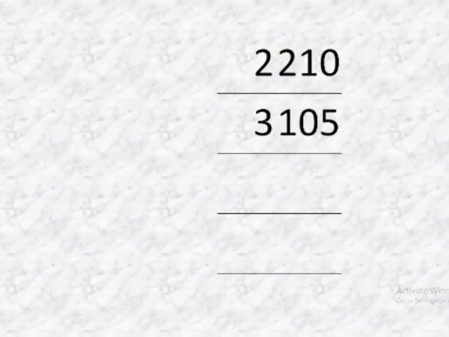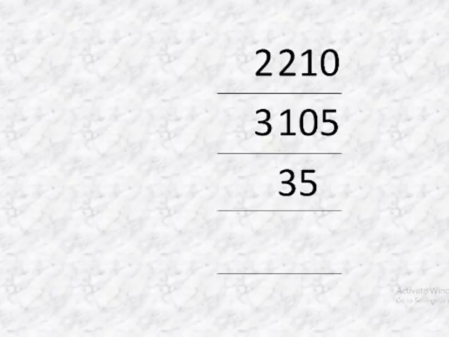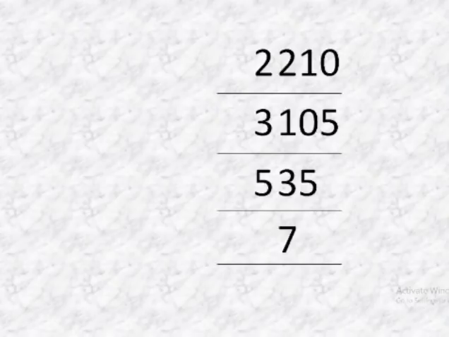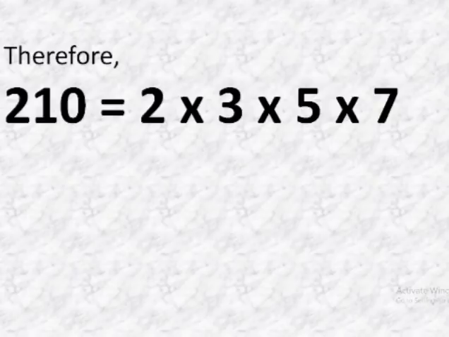So we write 3 here, and 3 times 35. This 35 can't be divided by 3, so let's test it with 5. 5 times 7 is 35, and this 7 can be divided by 7. 7 times 1 is 7. So this 210 has been completely divided, and we are left with 1. Means this 210 equals 2 times 3 times 5 times 7. So this 2, 3, 5 and 7 are factors of 210.